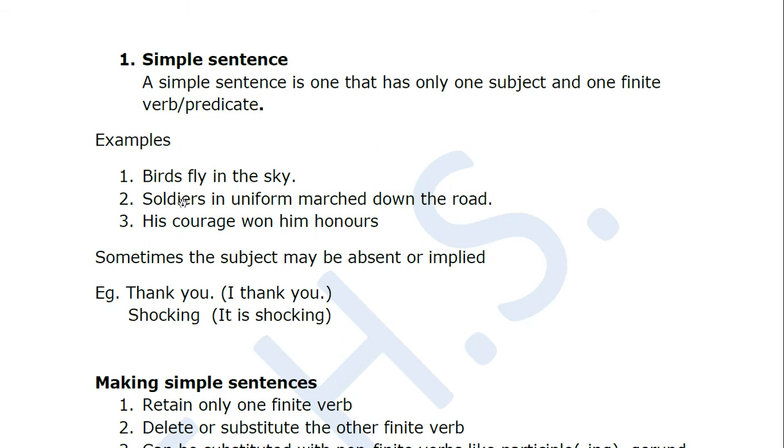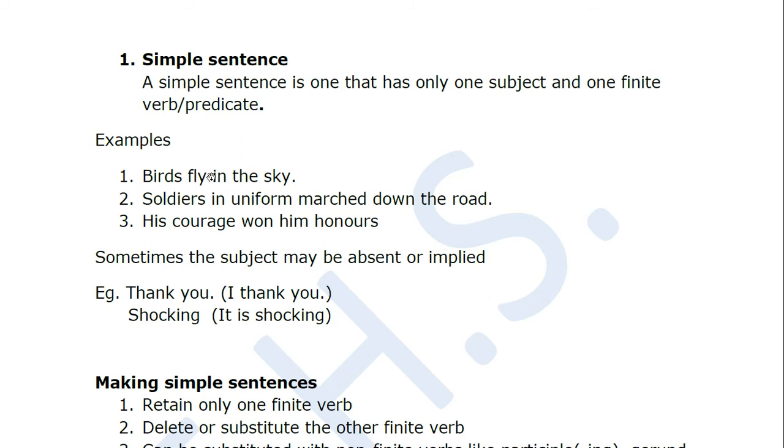Example: birds fly in the sky. Now here you can see this is the subject and this is your predicate: birds, and fly in the sky. Remember, predicate starts from your action. So birds is your subject, fly in the sky, predicate. And soldiers in uniform is your subject, march down the road, predicate. His courage is your subject, won him honors, predicate. So you have your subject and your predicate.